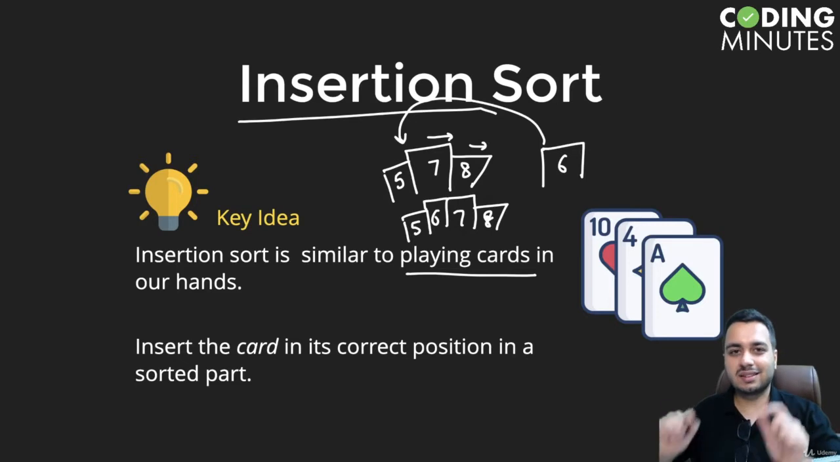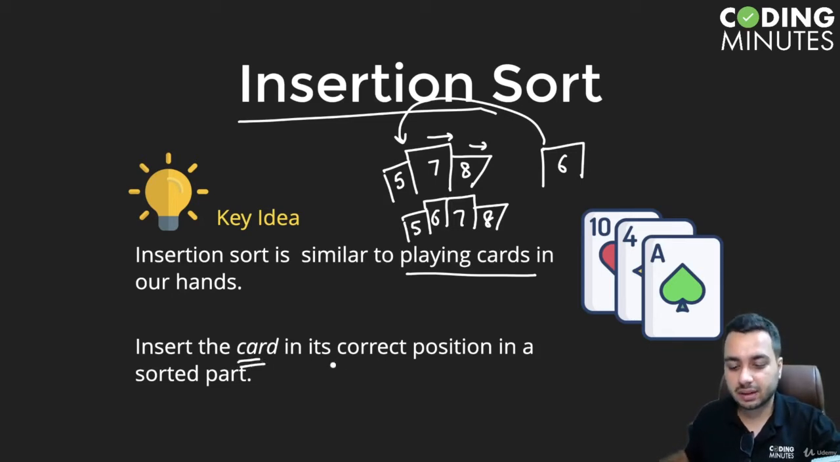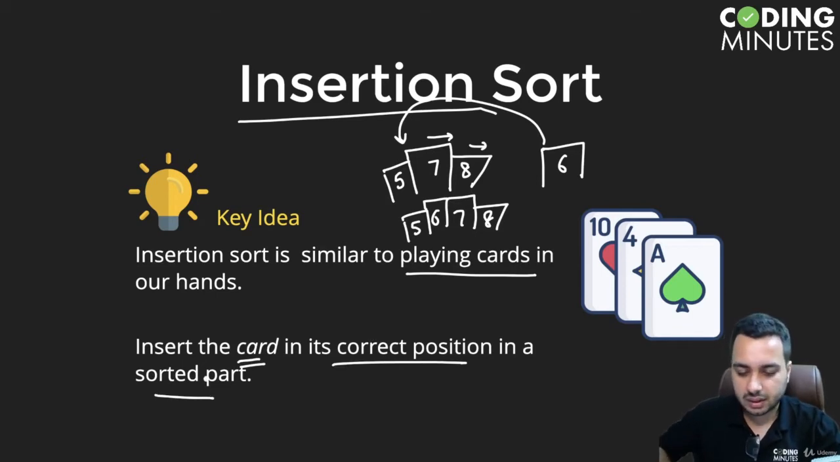So this is exactly what we do in insertion sort, and if you remember this example, you will never forget insertion sort in your life. So we need to see how this algorithm is going to work on an entire array. The idea, as I discussed, is to insert a card or a number in its correct position in the sorted part. So what is this sorted part? What is this unsorted part? Let us look at it through one example.